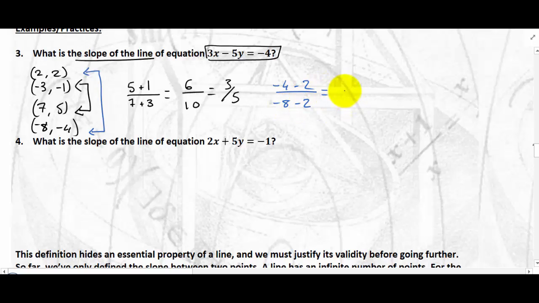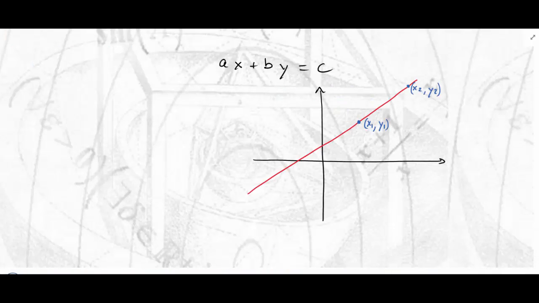So negative 4 minus 2 is negative 6, negative 8 minus 2 is negative 10, negative 6 over negative 10 is, again, 3/5. So the definition makes sense in this example, and we'll prove that it makes sense in general. Let's do it right now. I'm doing this proof because I'm going to land on a result that is a bit more general. You will see.